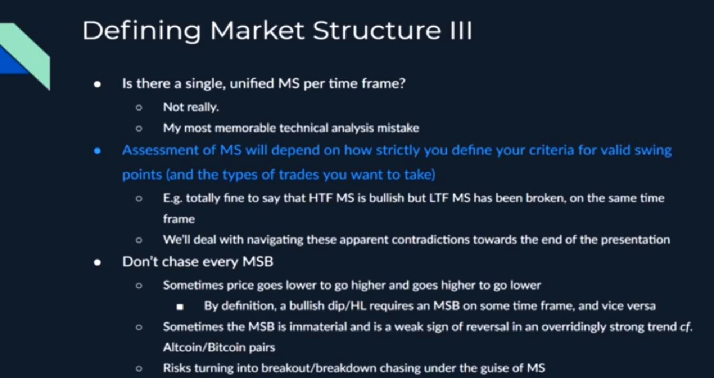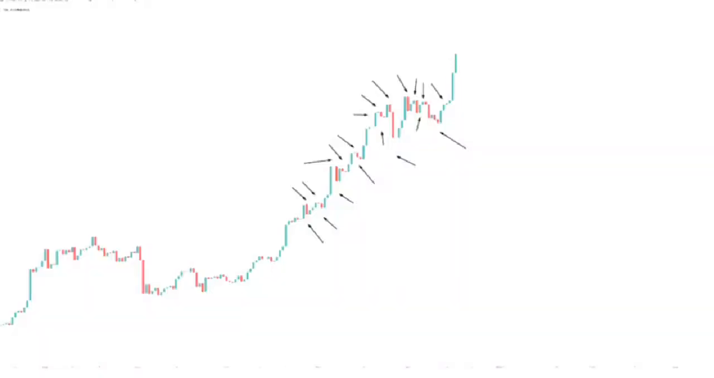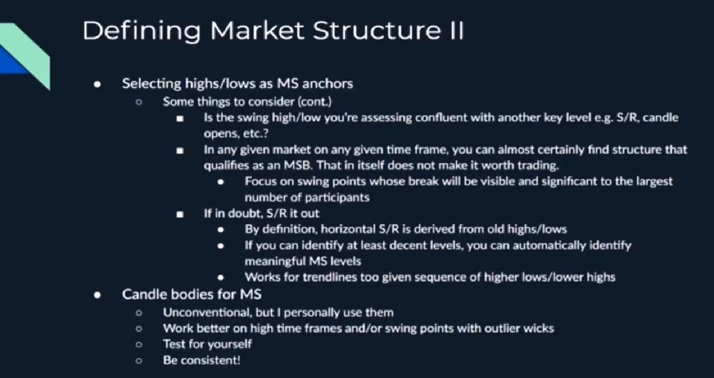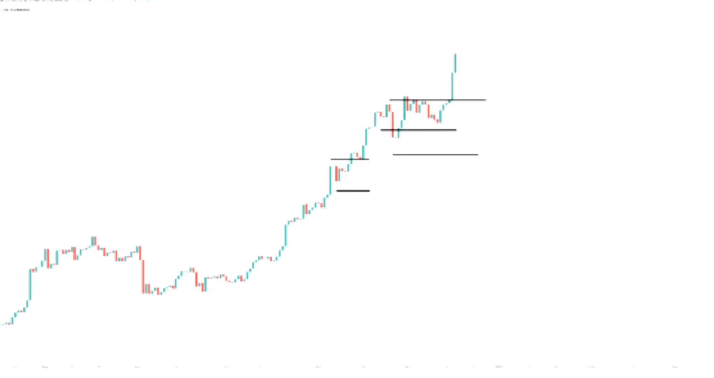I think market structure doesn't lend itself well to that type of uniformity, which isn't a bad thing. Your assessment of market structure will depend on how strictly you define your criteria for valid swing points, and that will of course affect the types of trades you want to take. So let's say you're on the looser side of the spectrum and you just map every single swing high and swing low as in this example chart, then you will have many market structures going on at the same time, depending on which swings you're paying attention to, and then you'll have short-term breakdowns, but longer-term higher lows, etc., etc.